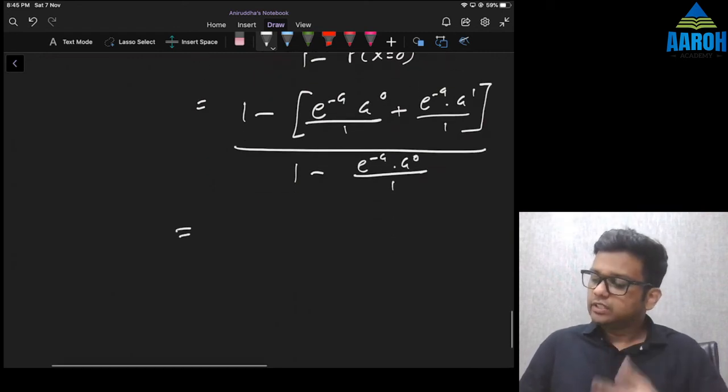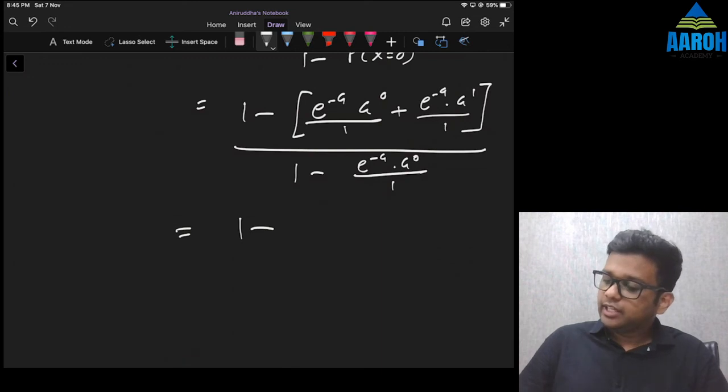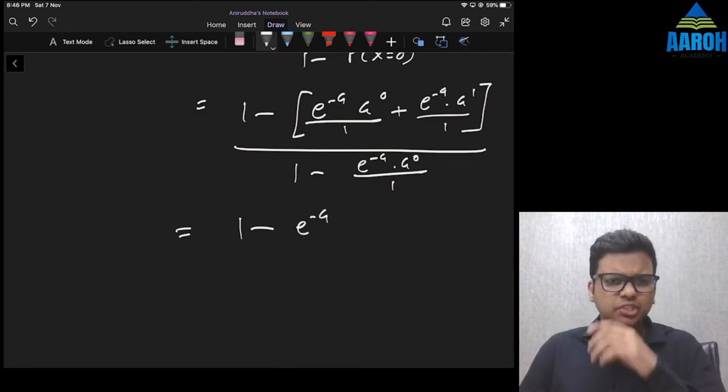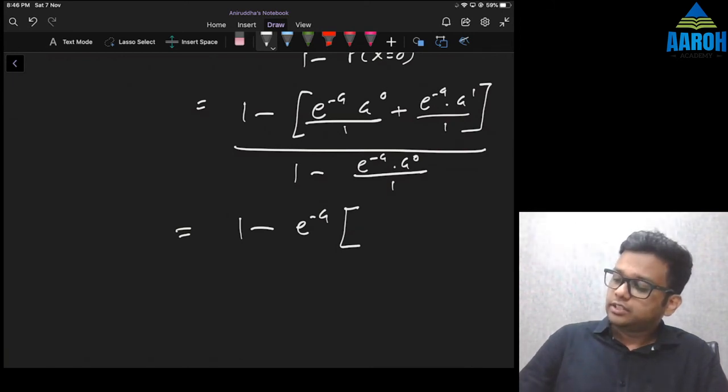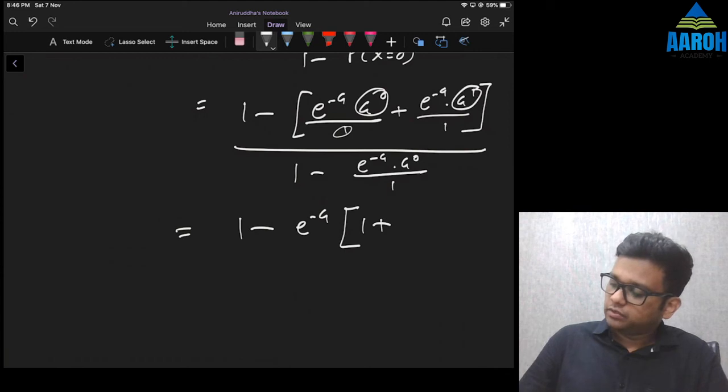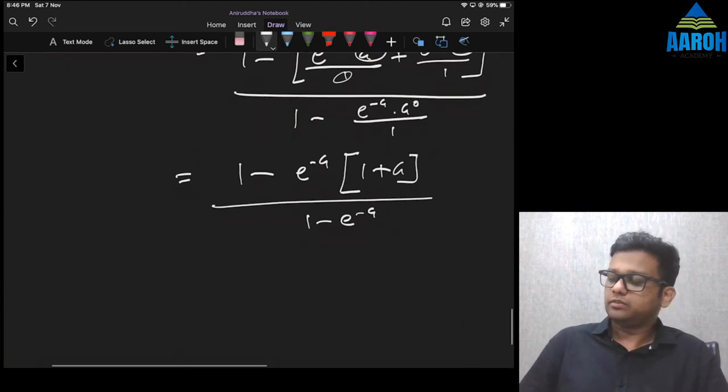Fine. 1 minus e raised to minus 4 we can take common. Always take e raised to minus m common wherever possible so that calculations are reduced. This is 1 by 1, so 1 plus this is 4 by 1, so 4, upon 1 minus e raised to minus 4.